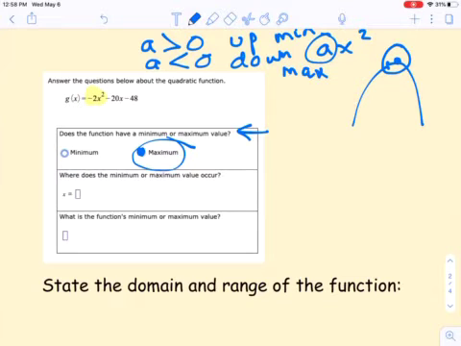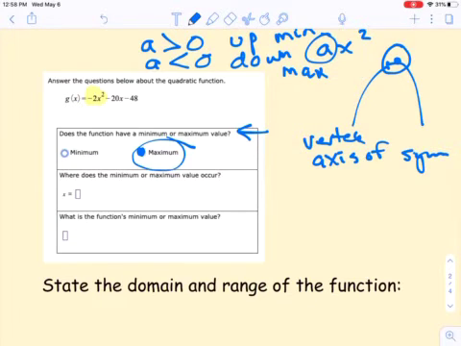It says, where does the minimum or maximum value occur? Well, think about that. Where is the vertex? The vertex is always lined up with the axis of symmetry, right? So if I can figure out what the axis of symmetry is, and then put in my value for x, I'm going to be in good shape. All right, so let's do that. Let's figure out what the axis of symmetry is.